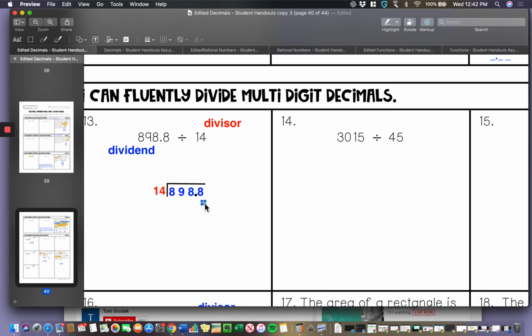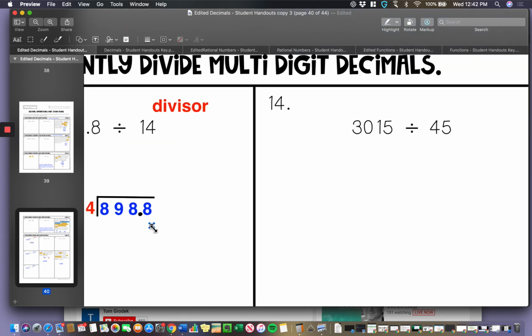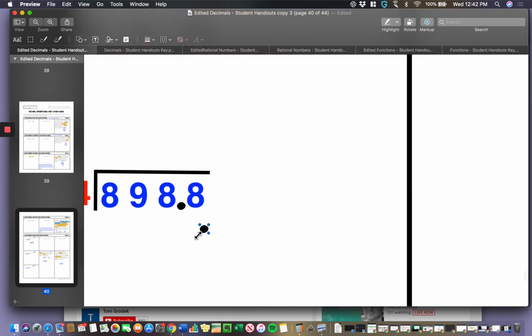And don't forget, when you're doing this, you've got to make sure you line up your decimals in your quotient, or your answer to your division problem. So just make sure these line up.